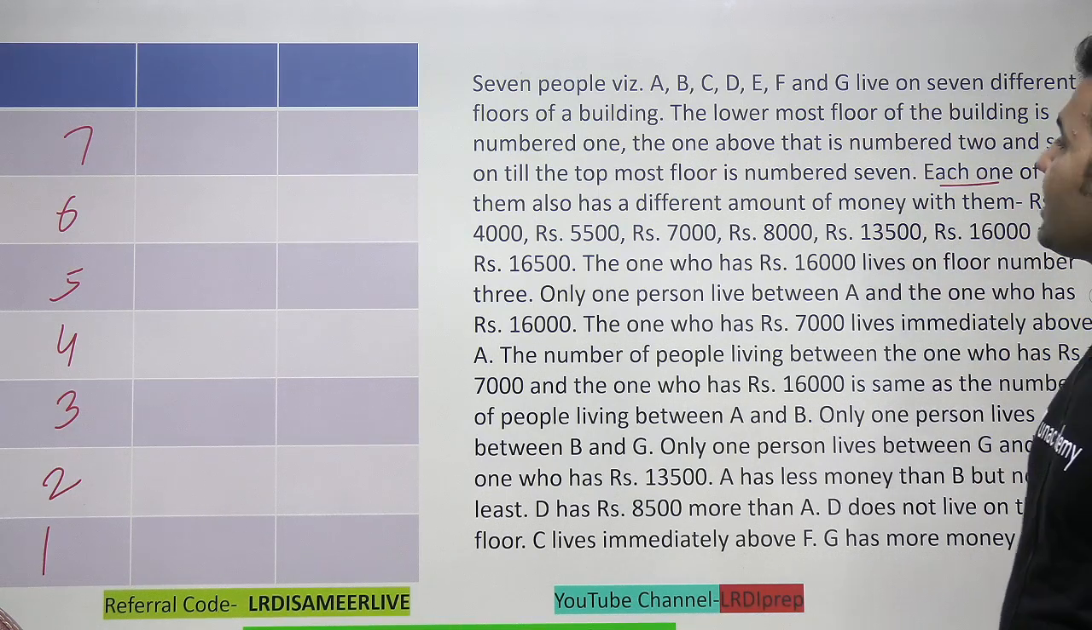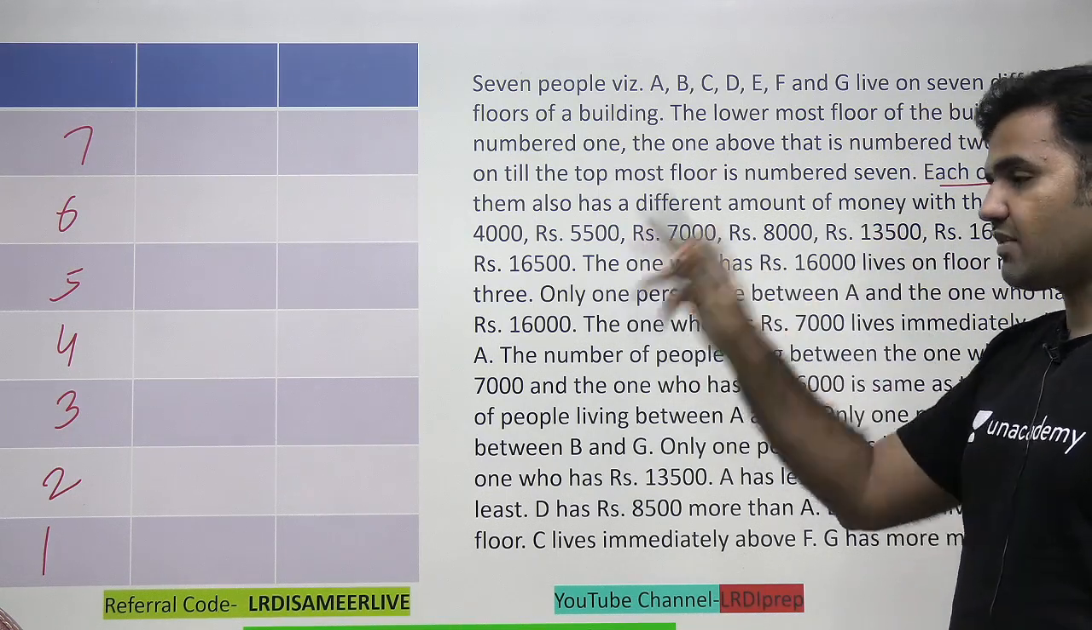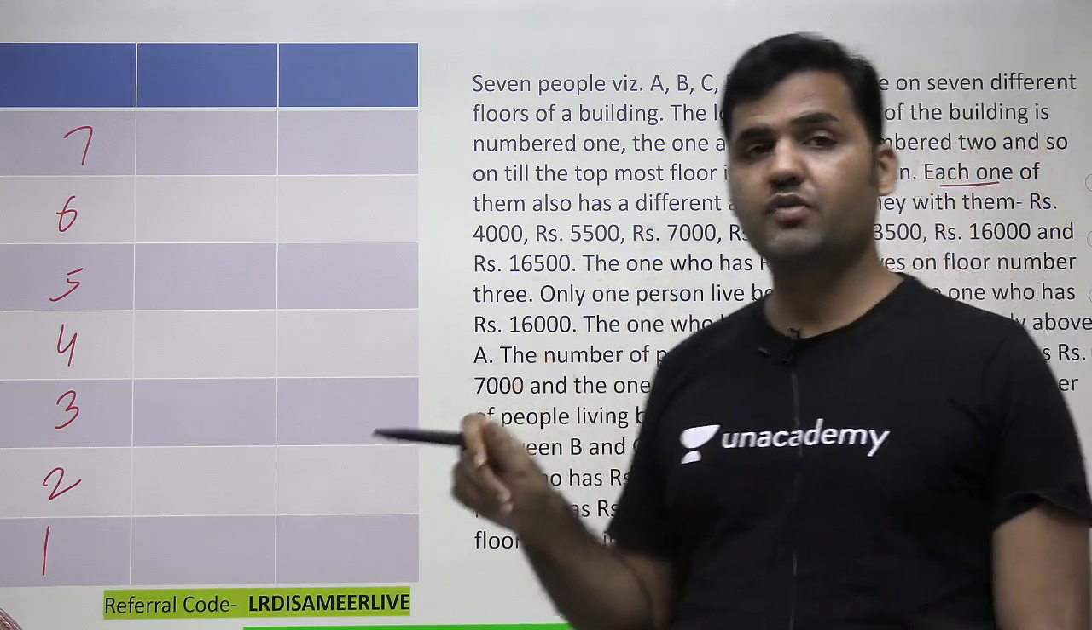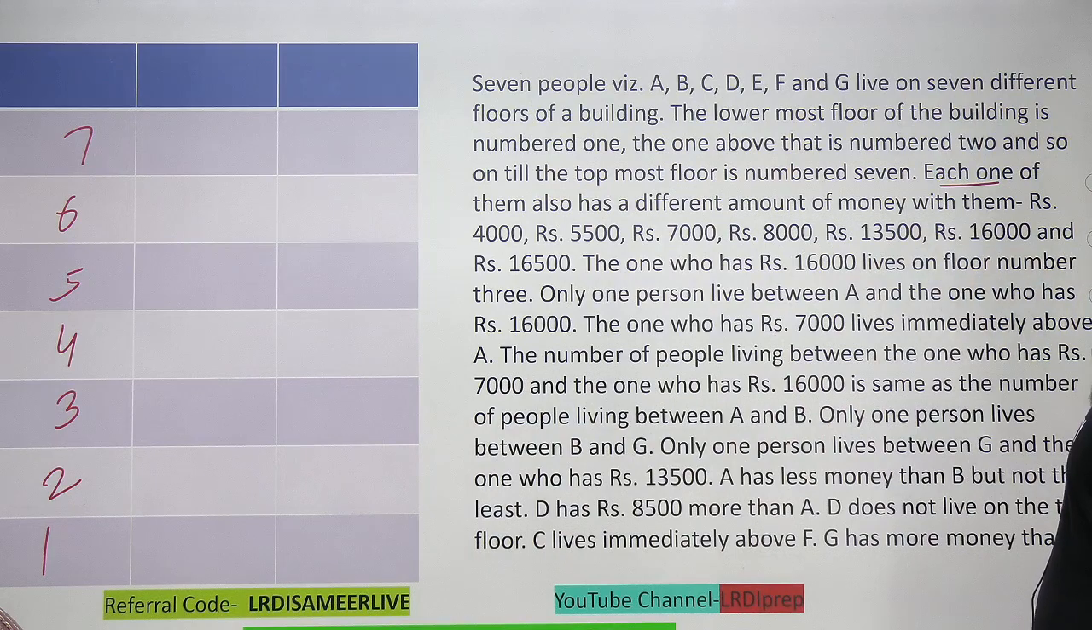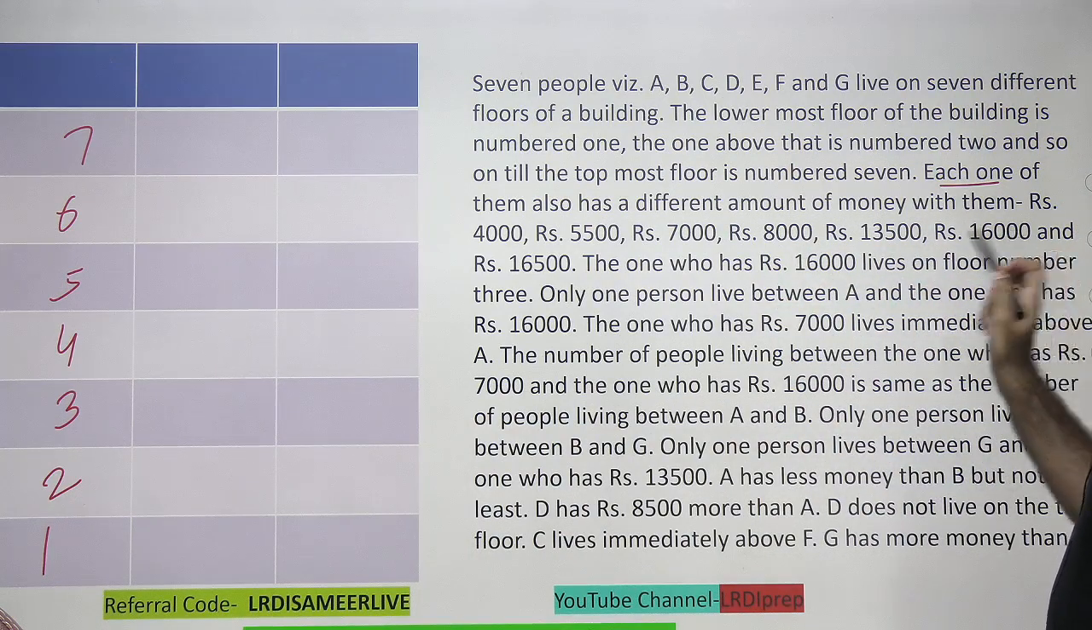Each one of them has a different amount of money with them. So 7 people are living on these 7 floors, and each one of them has a different amount of money. Very easy to interpret. These are the values which are given. No need to read it. Now quickly use this information.